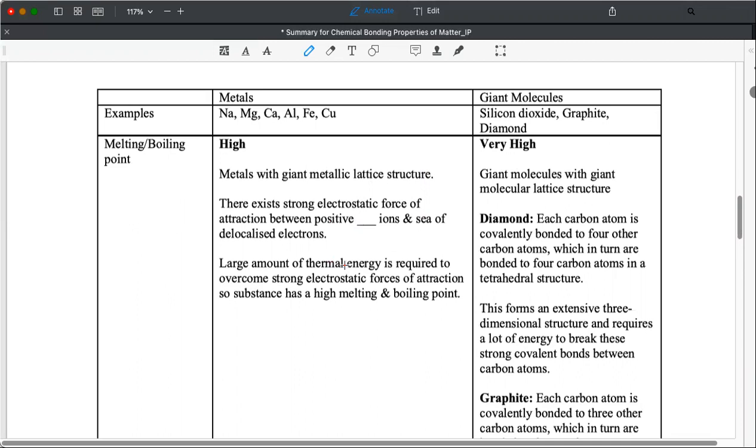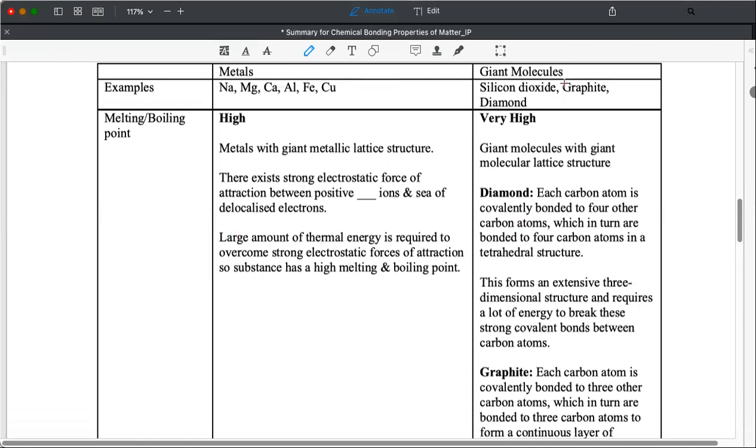So this is the standard template that you must demonstrate or write down when explaining the high melting and boiling point. All right? So talk about the strong electrostatic force of attraction between the positive sodium, potassium, calcium ions, whatever is given in the question, and the delocalized electrons. Then you relate to a large amount of thermal energy to overcome the strong electrostatic force of attraction.